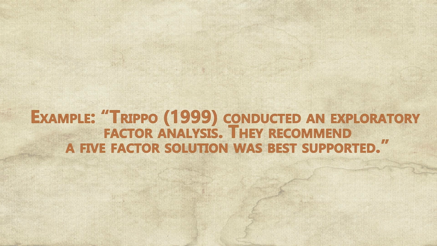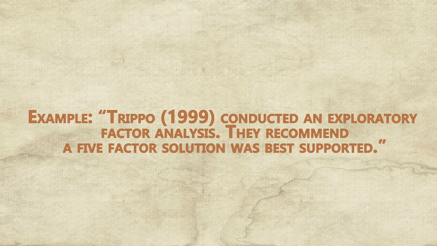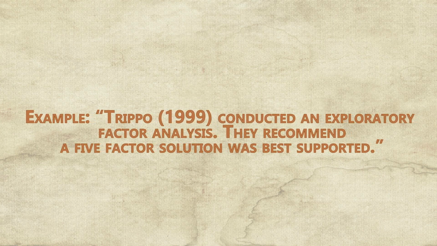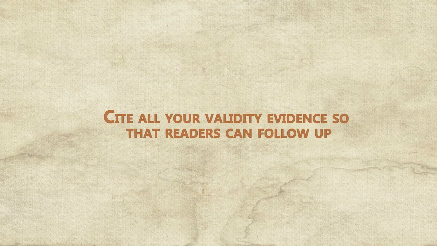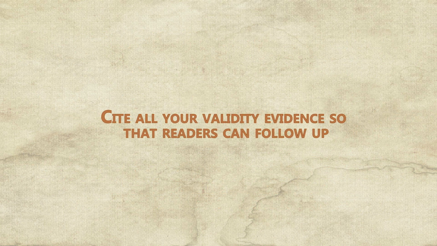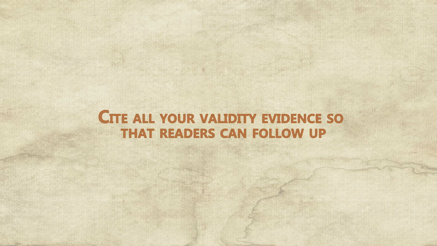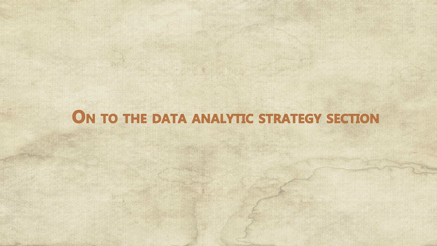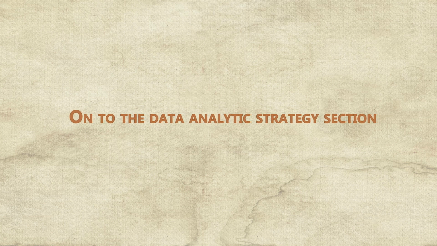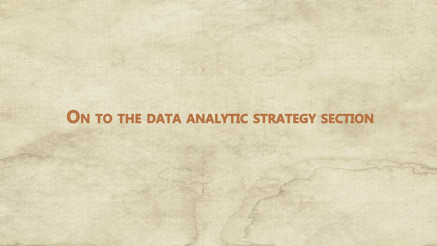If the authors conducted an exploratory factor analysis, state that, and explain how many factors they decided to extract. If the authors conducted a confirmatory factor analysis, state that, and consider reporting values like the RMSEA, the CFI, or the SRMR values. You might want to include some others too, like a parsimony adjusted value, but remember that you are going to cite all of these papers, so if your readers want more detail, they can go and get it from the original source. Once you've provided all the detail you possibly could have for every single measure that you use, then move on to the data analytic strategy section.